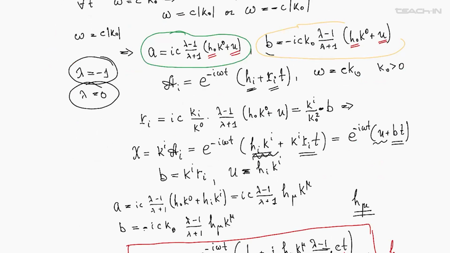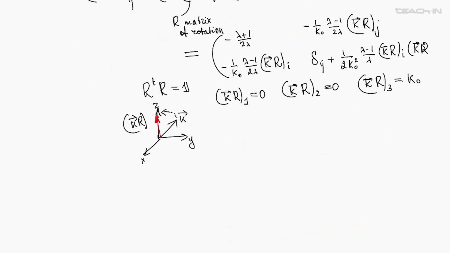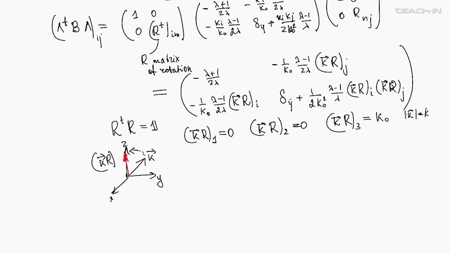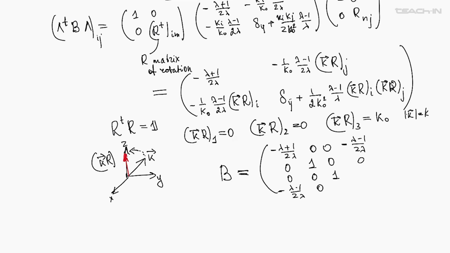And therefore, this matrix B takes the following form. So B in this frame, under fixing this lambda, this nice lambda, takes the following form: minus lambda plus 1 over 2 lambda, 0, 0, minus lambda minus 1 over 2 lambda, 0, 0, minus lambda minus 1 over 2 lambda. So symmetric form. Here is 1, 0, 0, 0, 0, again 1, 0, 0, and here 3 lambda minus 1 divided by 2 lambda. This is how matrix B looks like now.